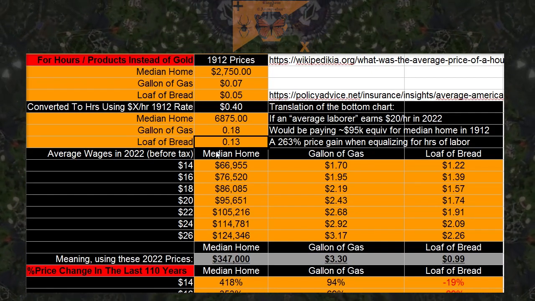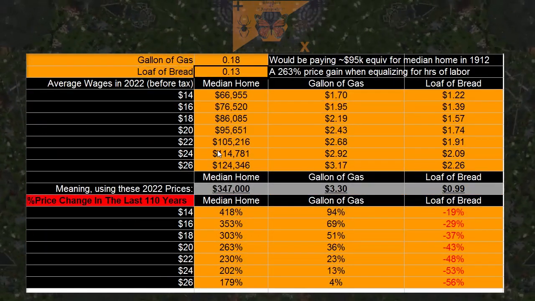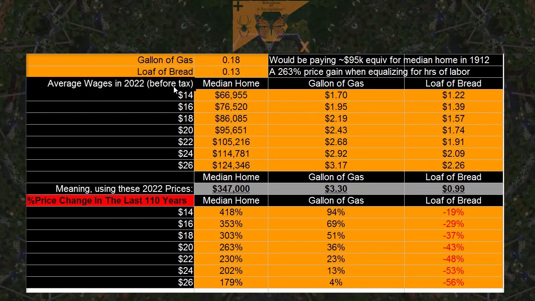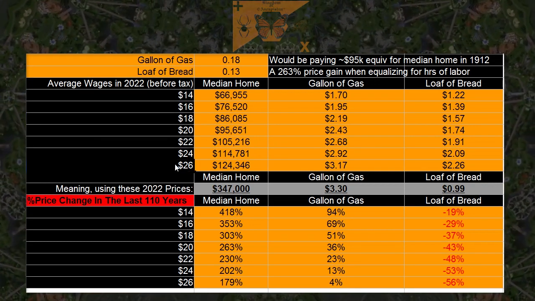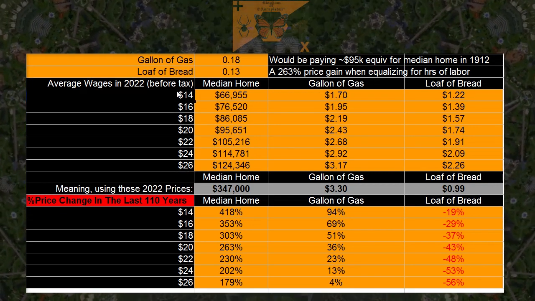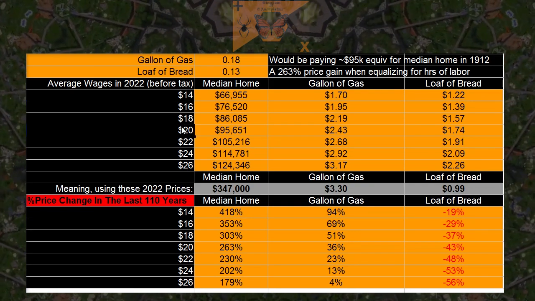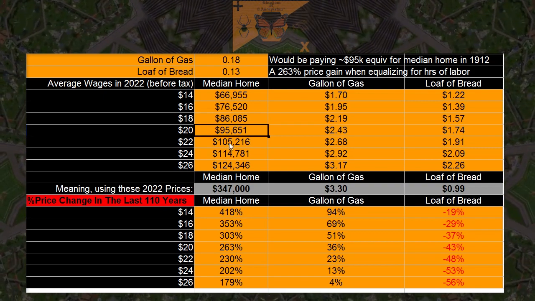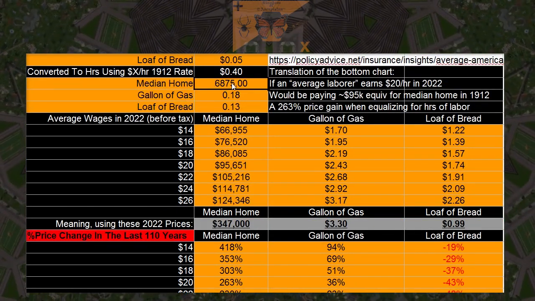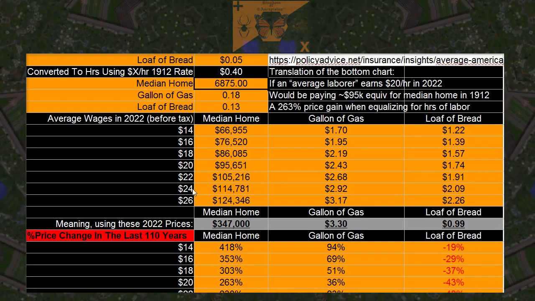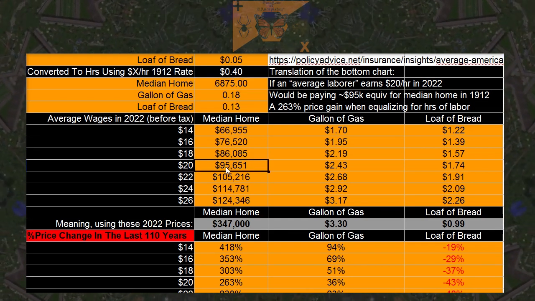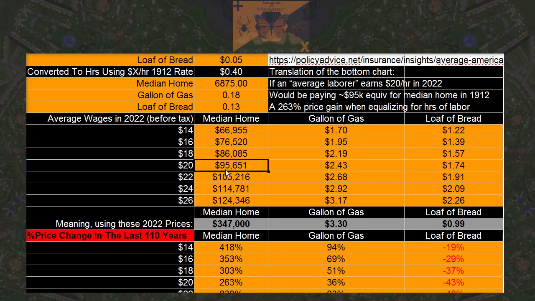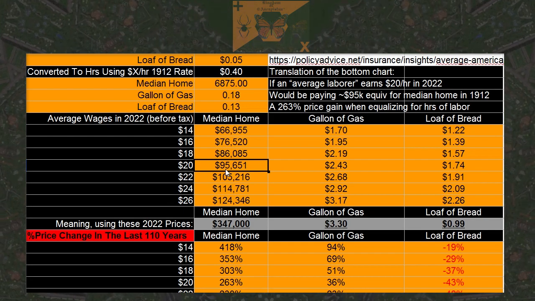This is where it gets a little bit confusing. Sorry, guys. So we have our average wages in 2022 before tax. This is where you select your average laborer. So let's say your average laborer is working $20 an hour. That means 6,875 hours of labor converted. This includes tax too. I factored in tax. Converted works out to be a home price in 1912.